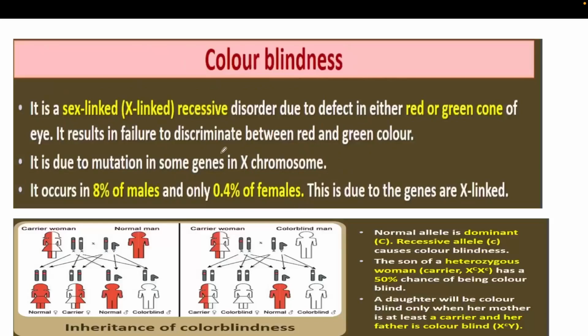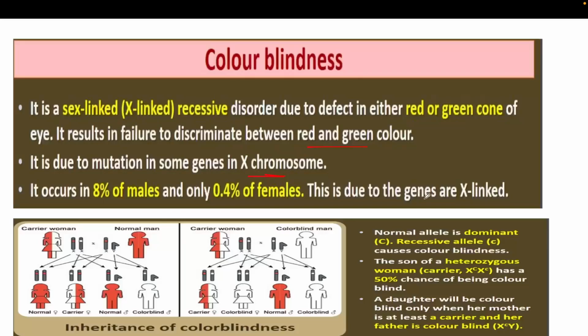Like that, color blindness is another sex linked recessive disorder, due to a defect in either the red or green cone of the eye. So the person who has color blindness can't discriminate between the red and green color. It is due to a mutation in some genes in the sex chromosomes.